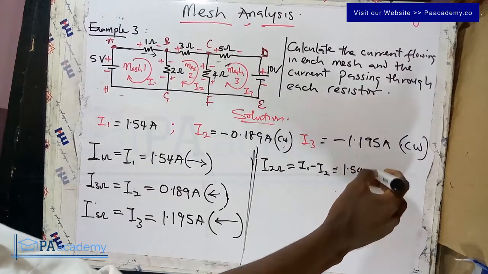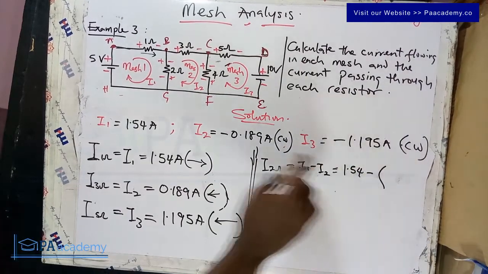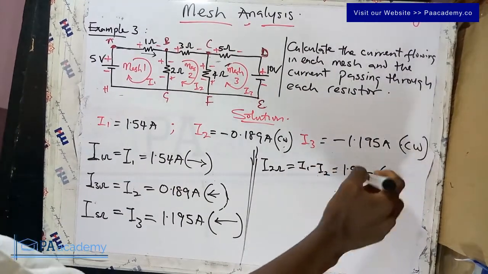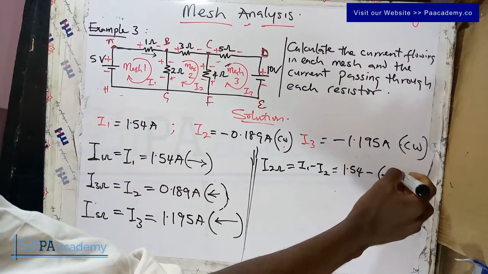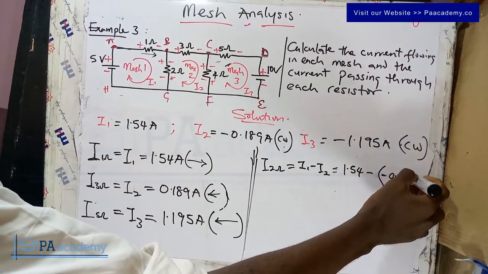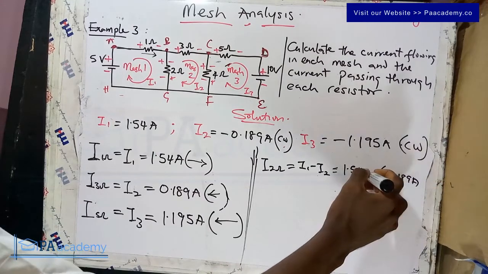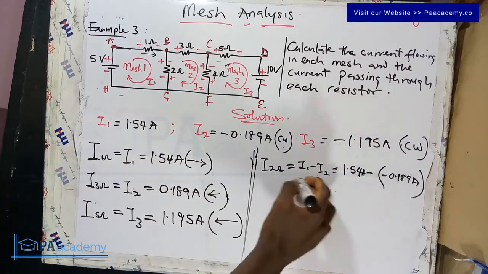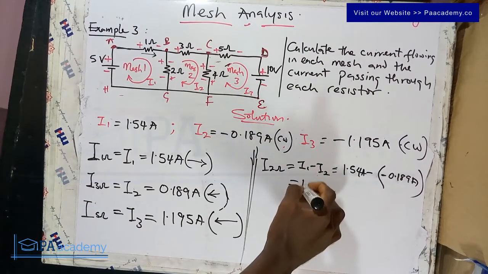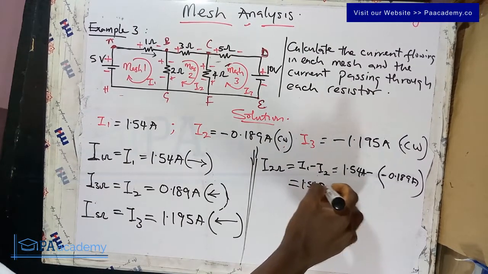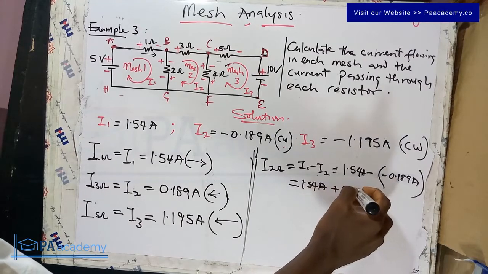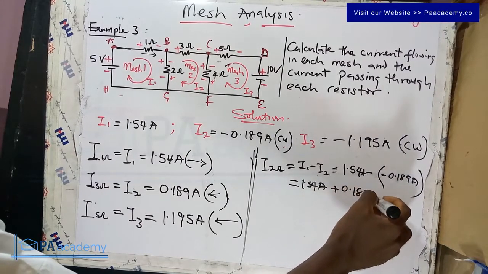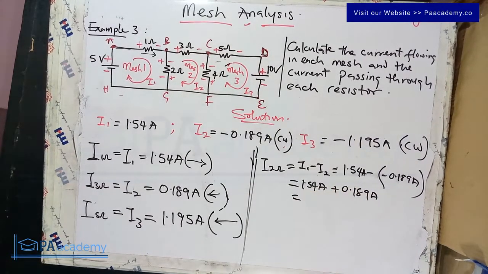1.54 minus, and remember this, the value for I2 is minus 0.189 amperes. So let me also indicate the amperes here. So that's going to give us 1.54 amperes plus 0.189 amperes. And that will give us, so let me see that in the calculator.